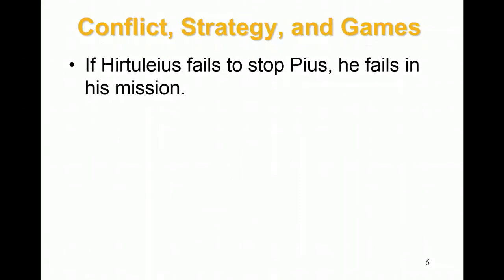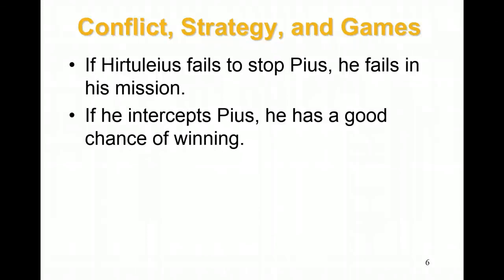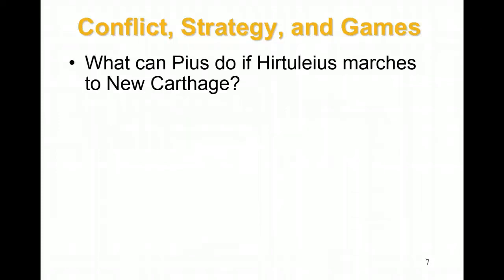So let's lay out Hertilius' possible outcomes from his actions. If Hertilius fails to stop his rival, Pius, he loses. He fails in his mission. But if he intercepts his rival, Pius, he has a good chance of winning. Not a 100% chance, but a good chance. So let's ask ourselves, what can his rival do if Hertilius chooses to move his troops?